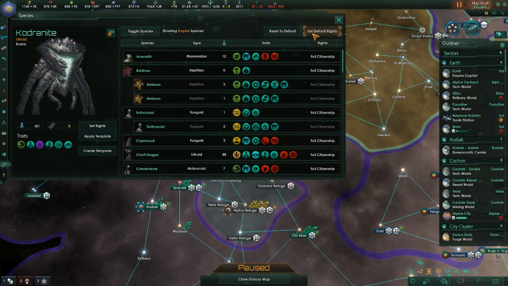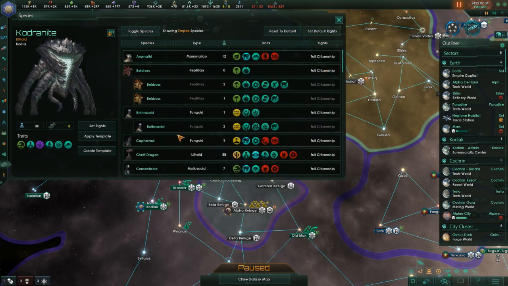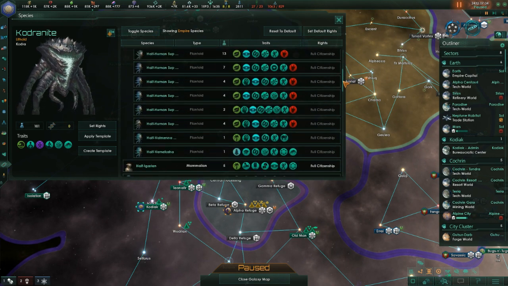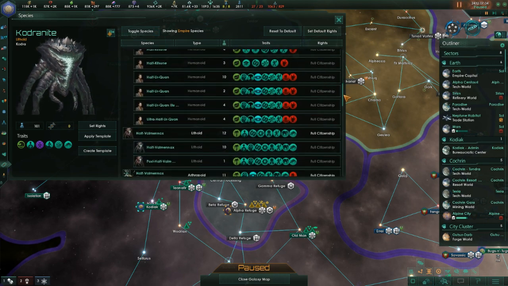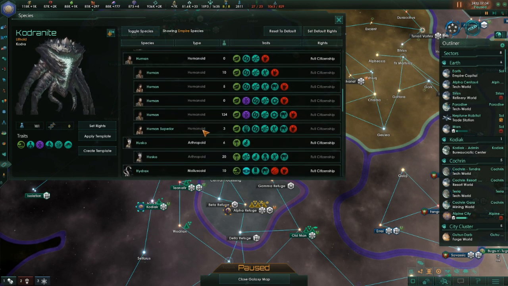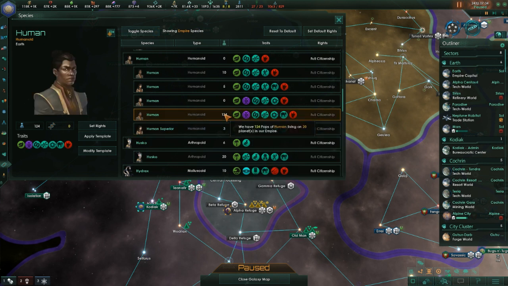If you set default rights, these are the rights of every new species that comes into your empire. Or I can look at a specific group. Let's get my humans. If I can find my humans. Those aren't actual humans. Here we go, human superior. Which apparently means they're plugged into the matrix, but I have psychic humans. Those are the ones I like. So, here are my psychic humans. 124.